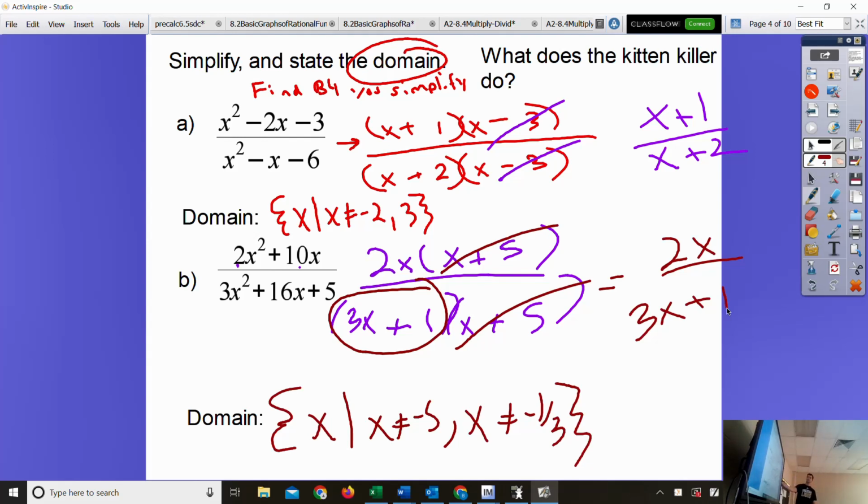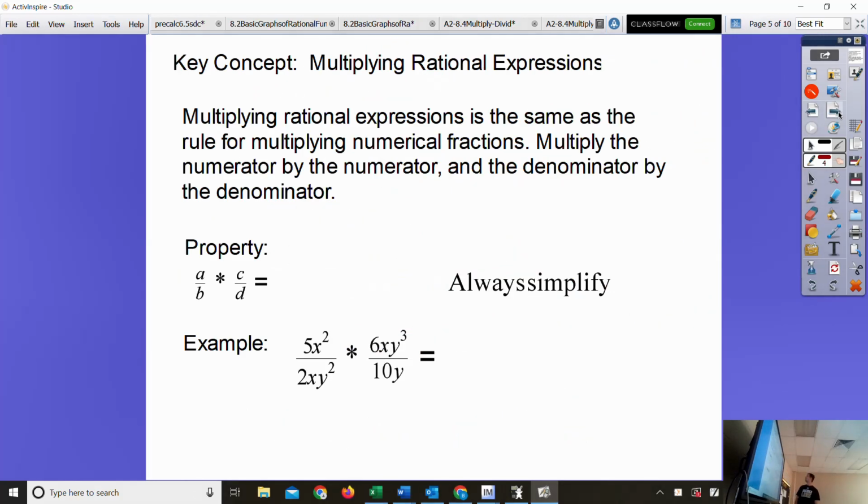Anyways, would you have seen the negative 5 in the final answer? No, it wouldn't have. It wouldn't be there. Oh, we still got enough time here. We can do multiplying rational expressions.